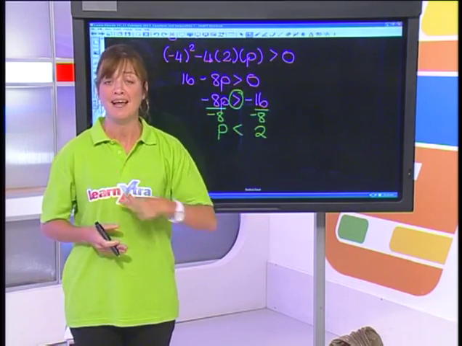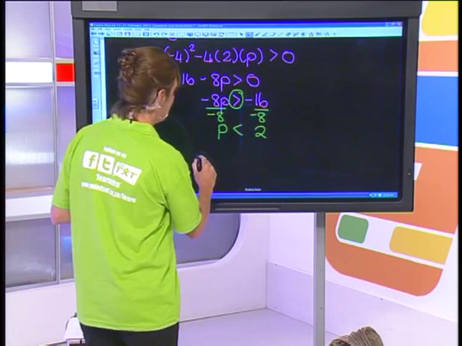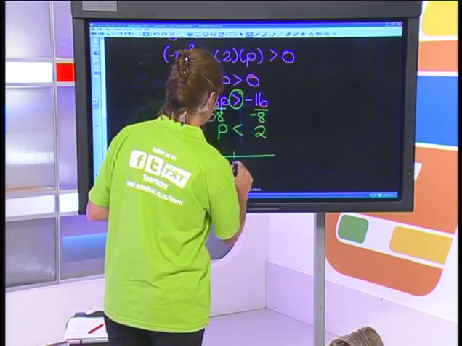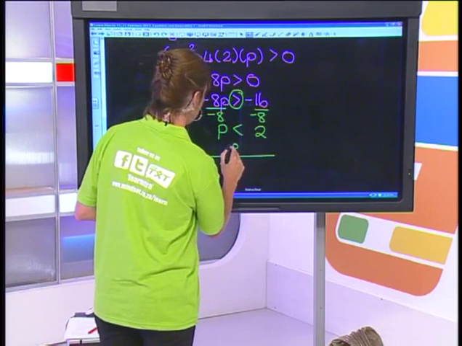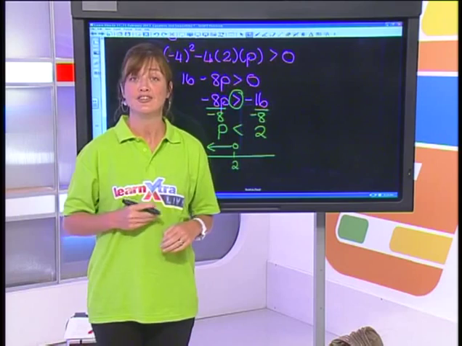Anything on your number line less than 2 would make it real. And with an inequality, we always typically represent it on a number line. So my values for p would have to be less than 2.